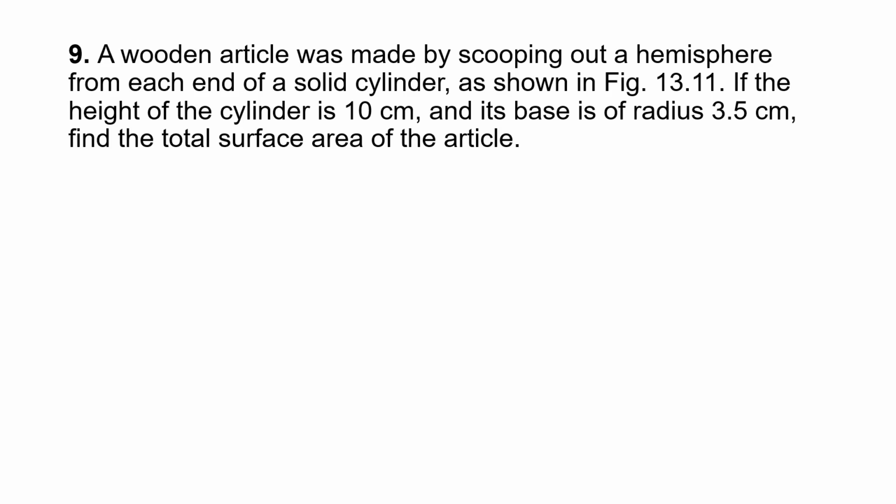The next question is, a wooden article was made by scooping out a hemisphere from each end of a cylinder. So that means, see here, both the ends we have scooped out from a cylinder. If the height of the cylinder is 10 centimeter, so like this the cylinder will be there and this is scooped out. The height of the cylinder is 10 centimeter and its base radius is 3.5 centimeter.